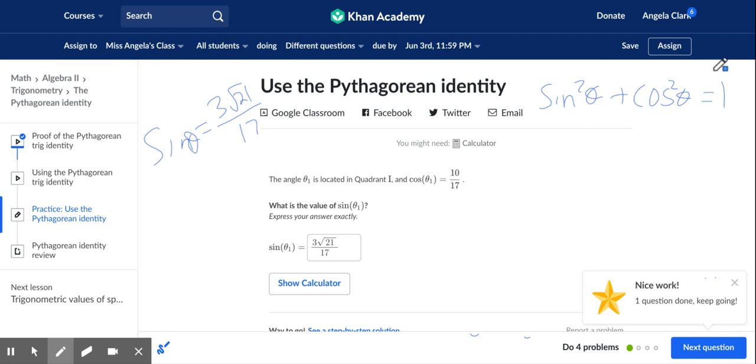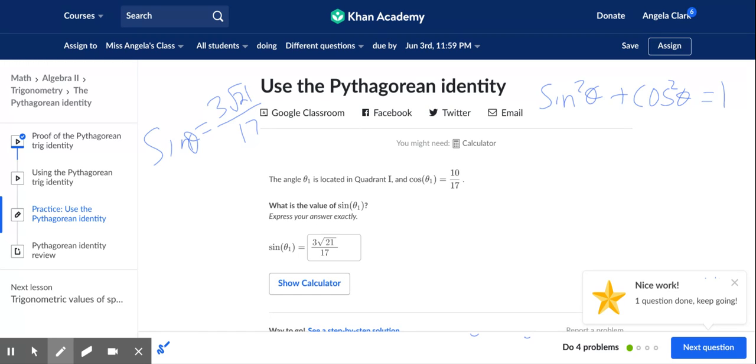Notice that everything in the Pythagorean identity is squared, though, so we lose positives or negatives. That's why they told us that it was in quadrant 1. So if this had been in quadrant 4 and we were given this, then we would have known that sine had to be negative. So we would have done the exact same thing and then just said, oh, but it's negative because it's in quadrant 4. This was in quadrant 1, so I wasn't worrying about that.